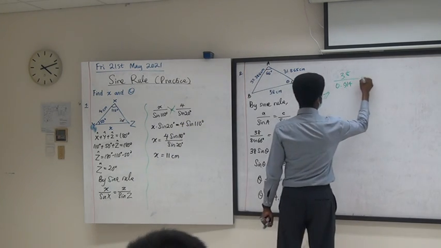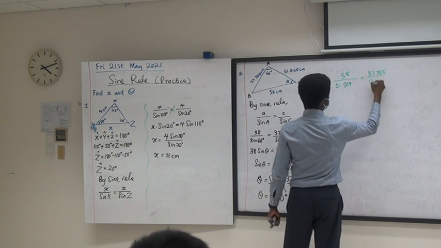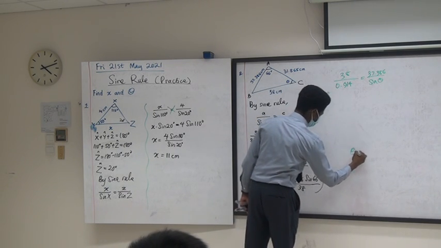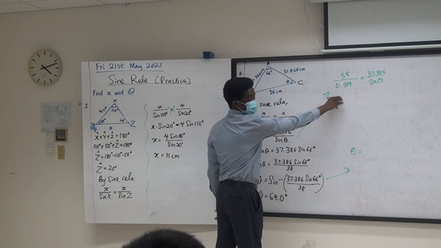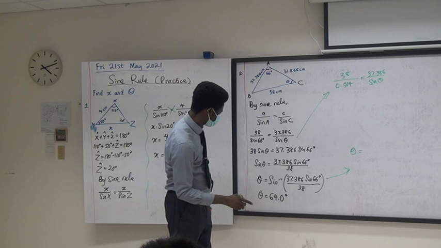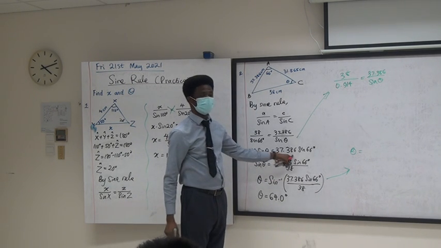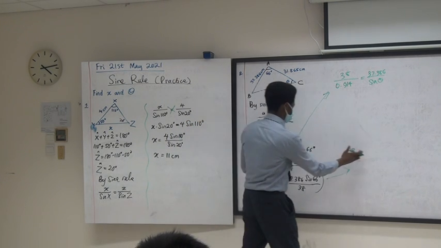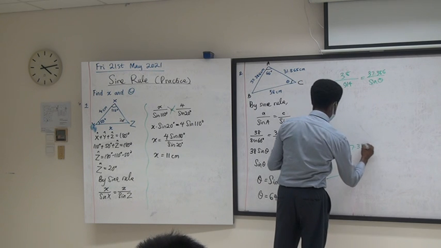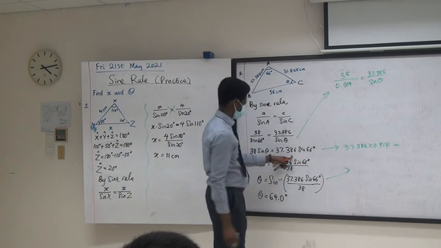Then you have 37.386 divided by sine theta, which means this step will look like this to you, if anybody has done it this way. Even before then, they would have to have multiplied this by that, right? So this step will have been 37.386 times 0.914. Somebody tell me what that is.